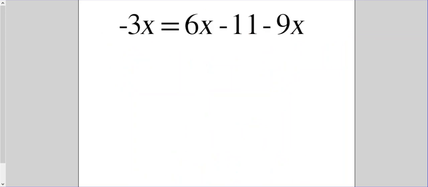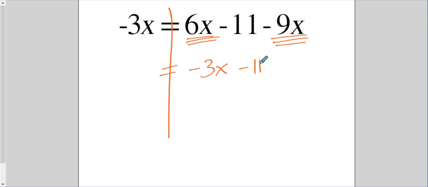All right, again, variables on both sides. I have a negative 3x by itself on that side, and when I combine like terms here, that will also give me a negative 3x. 6x minus 9x is negative 3x. The minus 11 comes down, and so does this negative 3x on that side. So now I see that I have a negative 3x on the left and on the right side.